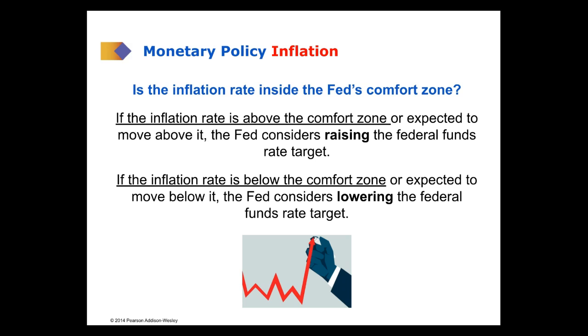If the inflation rate is above their comfort zone, then they would raise the federal funds rate target. If the inflation rate was well below the comfort zone, or expected to move below it, they might consider lowering the federal funds rate. So they would lower the federal funds rate and hopefully create more economic activity without the worry of having inflation happen, because inflation is within or below their comfort zone.